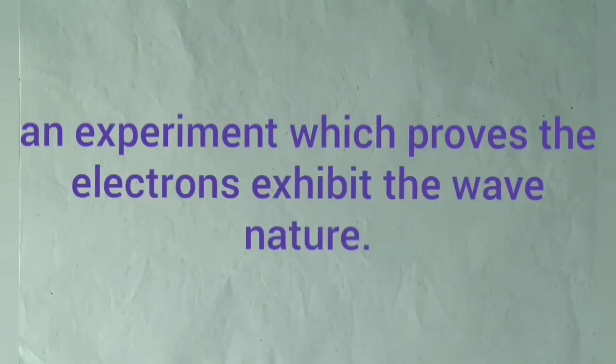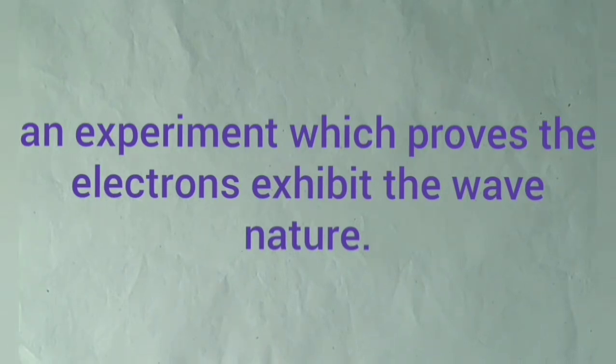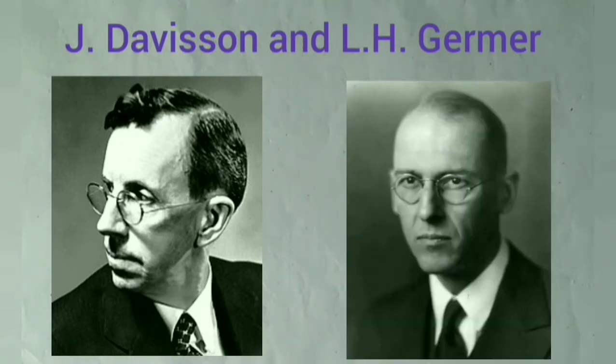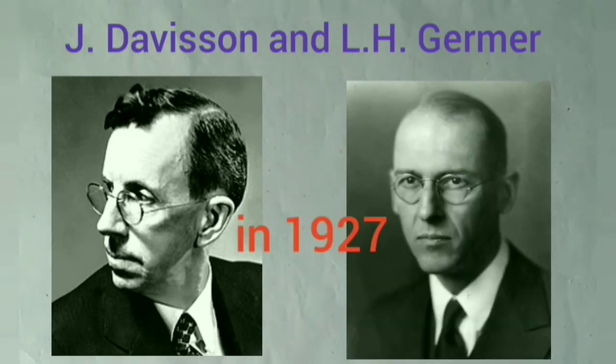Students, in this lecture, we shall discuss an experiment which proves that electrons exhibit wave nature for the first time. This experiment was performed by two American physicists, J. Davisson and L. H. Germer, in 1927.